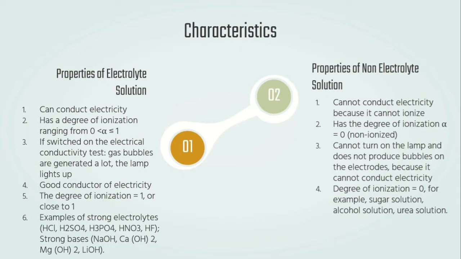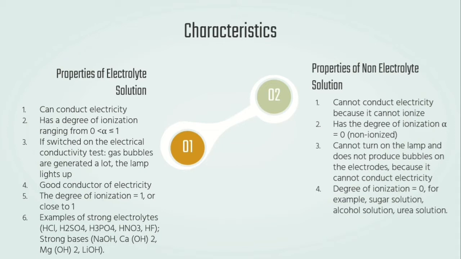The characteristic properties of electrolyte solution: 1. Can conduct electricity. 2. Has a degree of ionization ranging from 0 < alpha ≤ 1. 3. If the electrical conductivity test is switched on, many gas bubbles are generated and the lamp lights up. 4. A good conductor of electricity. 5. The degree of ionization equals 1 or close to 1.